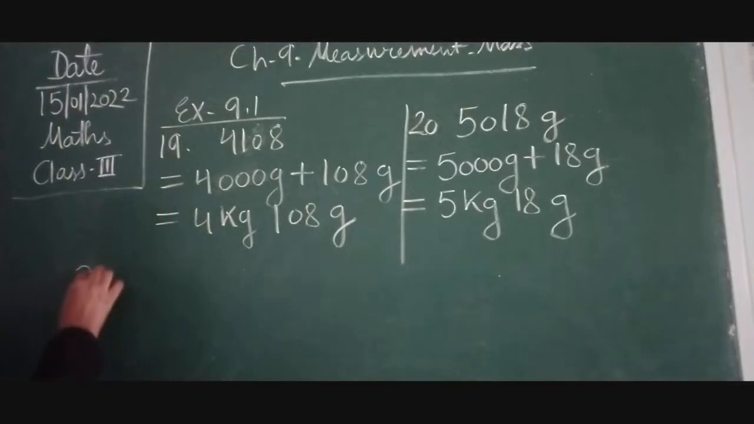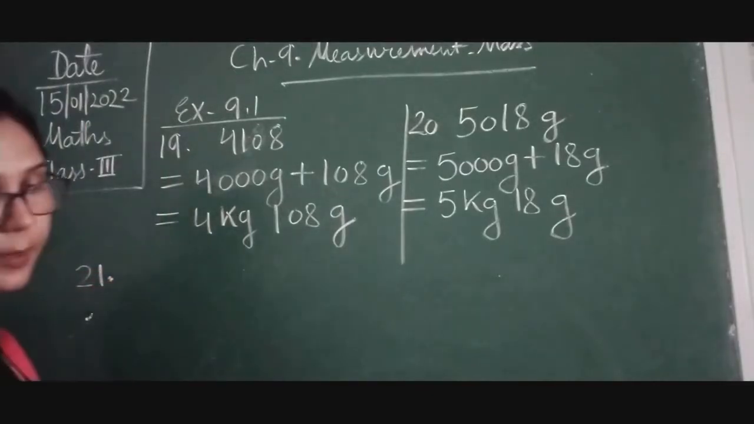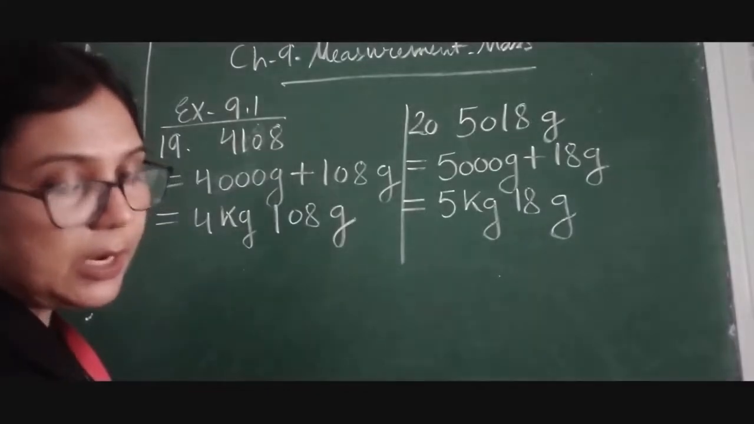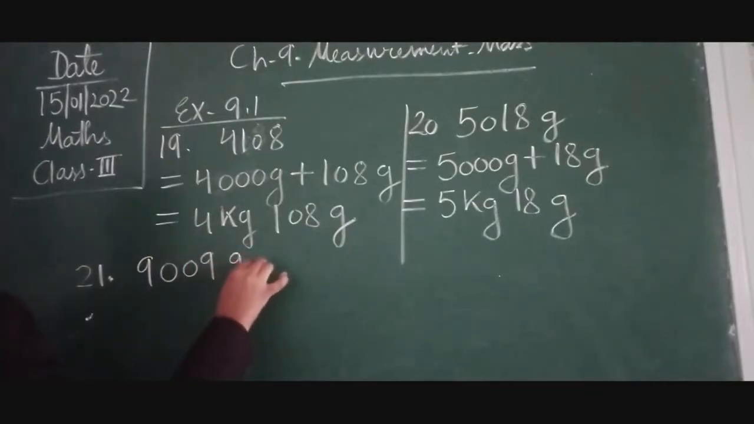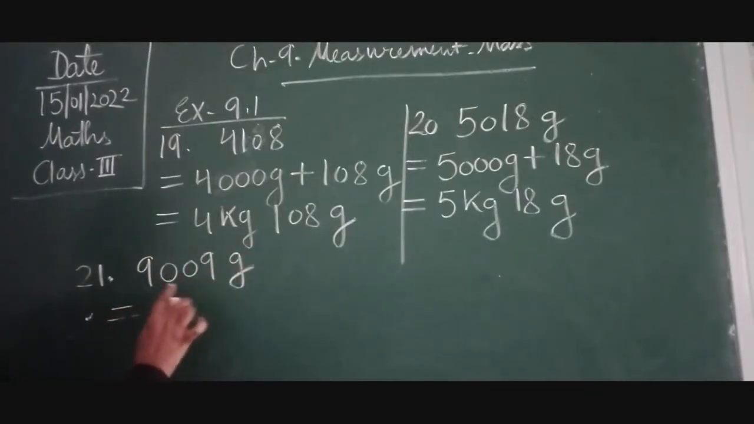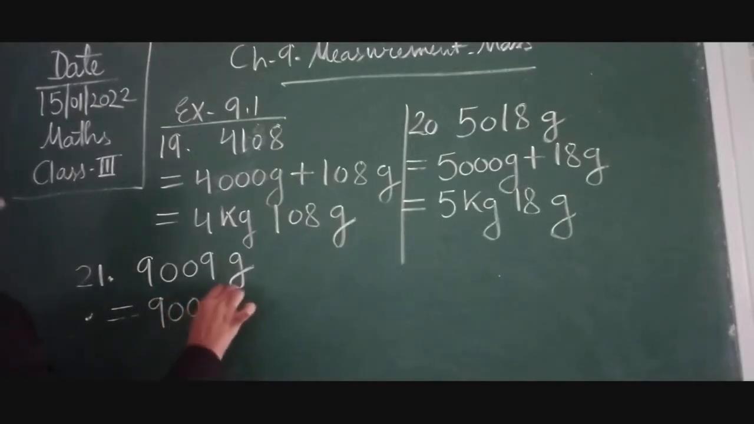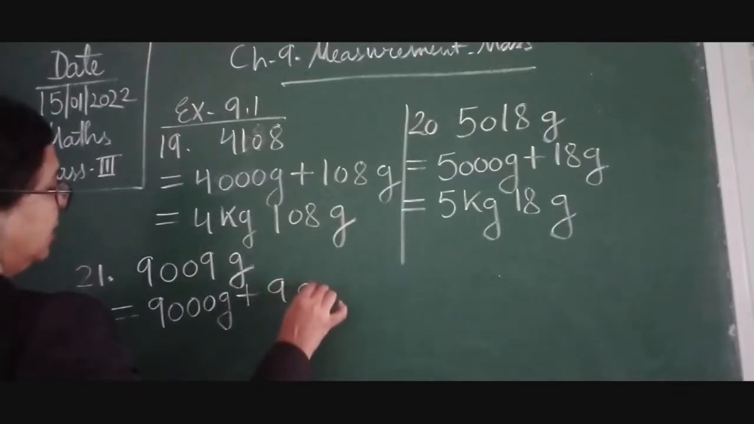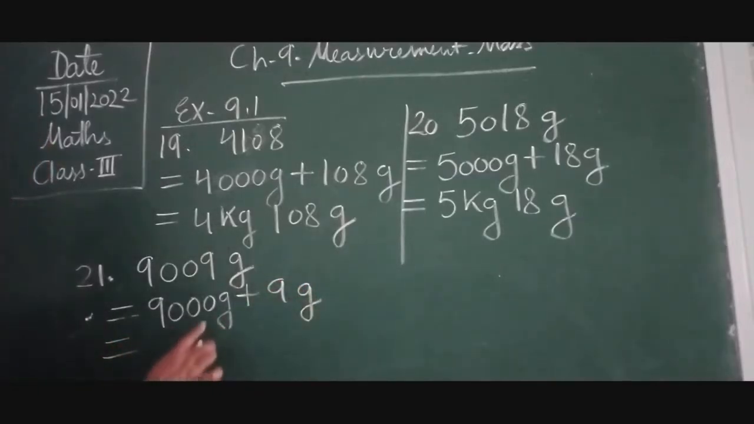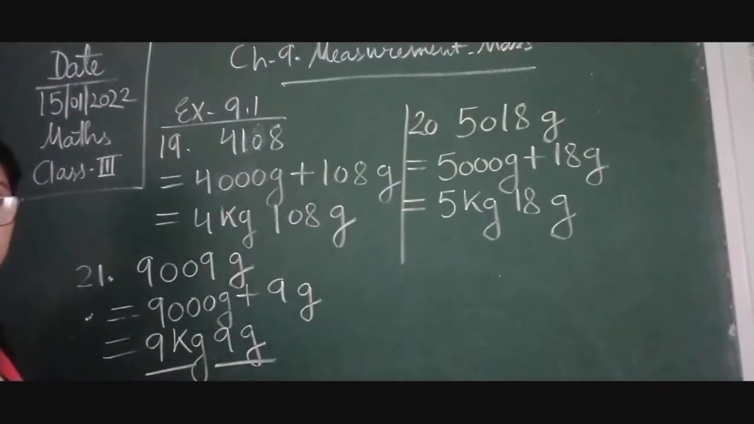Now we are going to do question number 21, that is 9,009 grams. 9,009 gram equal to, you can see this is 9,000 gram plus 9 gram. Okay, so now 9,000, because this is at the thousand place, will become 9 kg and 9 gram. 9 kg and 9 gram. So that is how you can complete your question number 21.